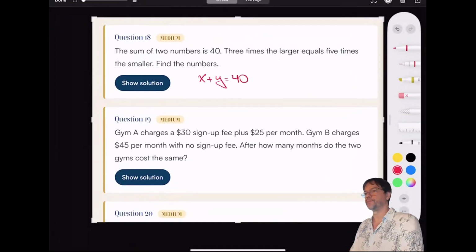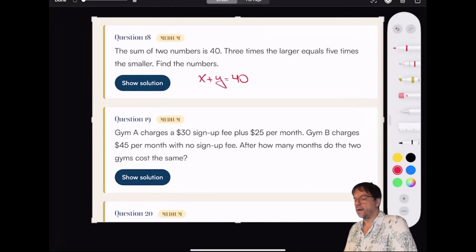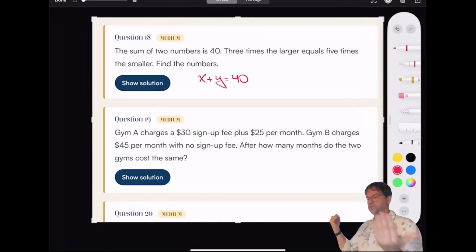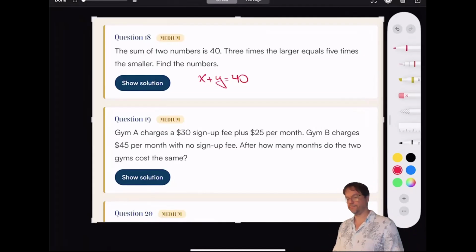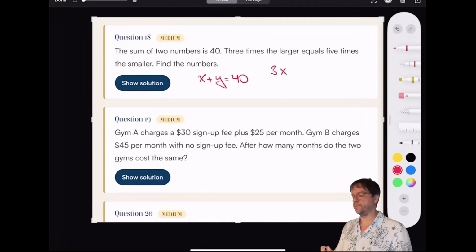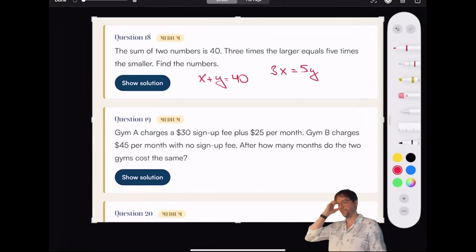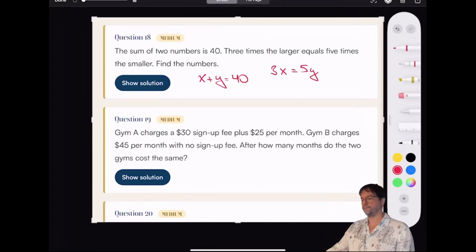Okay? But now he will create a relationship between them, or it's impossible to solve. Okay? 3 times the larger, okay, 3 times the larger equals 5 times the smaller. 3 times the larger, I will assume that my larger is x, is equal to 5 times the smaller. Okay?